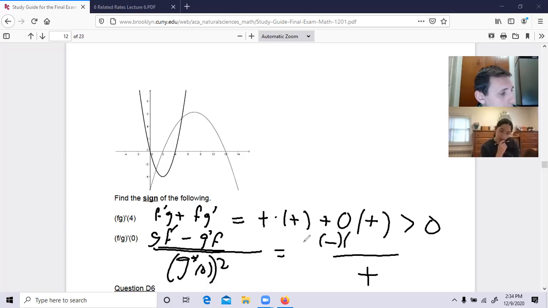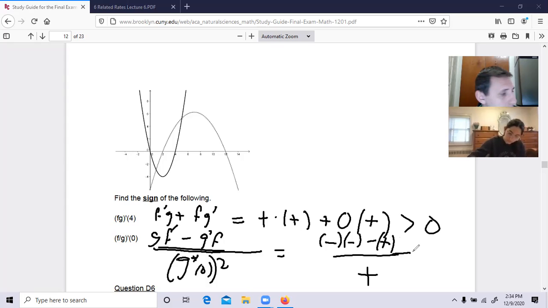Wait, why is g of 0 negative? Because at 0, g is the dotted line. It's negative here, so g of 0 is somewhere here, like -5 or something. Oh, I was looking at the x-axis. Okay, right, so g of 0 is negative. The derivative of f at 0 is negative. And then we have minus g prime at 0. G prime at 0 is positive.